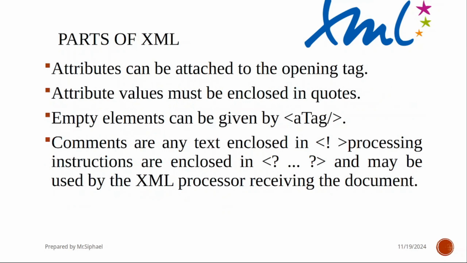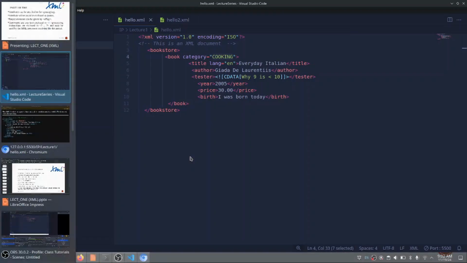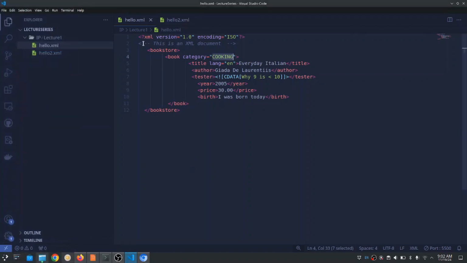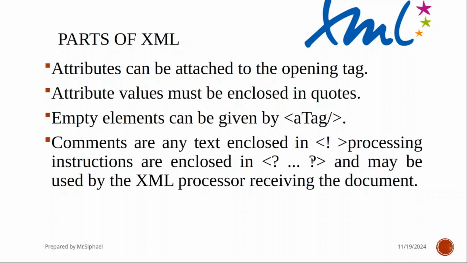So attributes can be attached to the opening tag. You don't have an attribute with the closing tag. Attribute values must be enclosed in quotes. We've talked about this. Empty elements can be given by a single tag. Comments are any text enclosed in these tags. This is actually the syntax for commenting, as you have seen right here. So this is how you comment. Just enclose it in these tags right here.